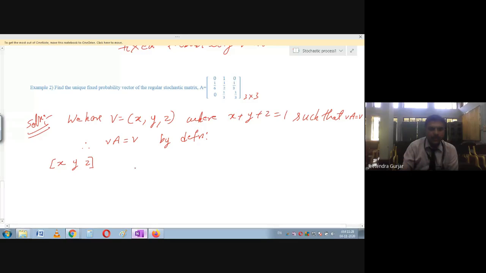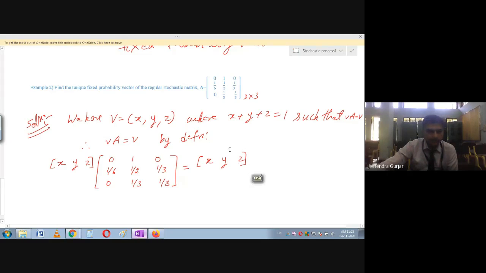Okay, thank you. So now substitute the value of A. What is A here? 0, 1, 0, 1 upon 6, 1 upon 2. Please try yourself, students, now. If possible, tell me the answer. 1 upon 3, 1 upon 3. So this is a 3 cross 3 matrix. It will be lengthy. Therefore, I will show these values, how to calculate in the calculator. It will be very simple.